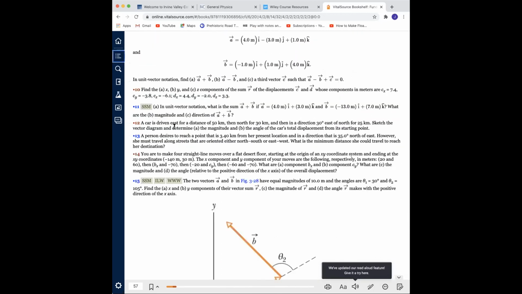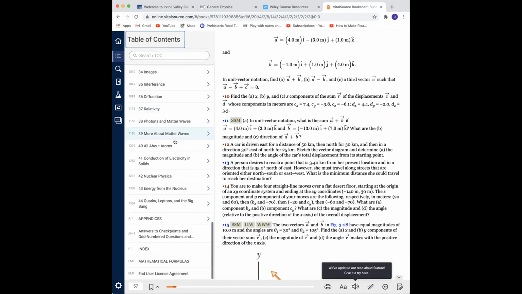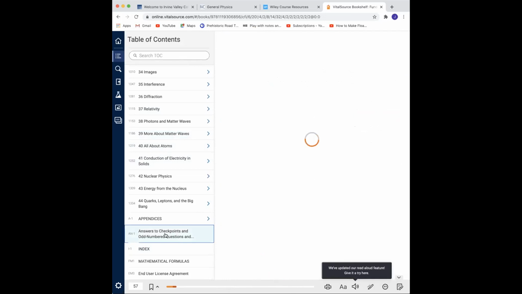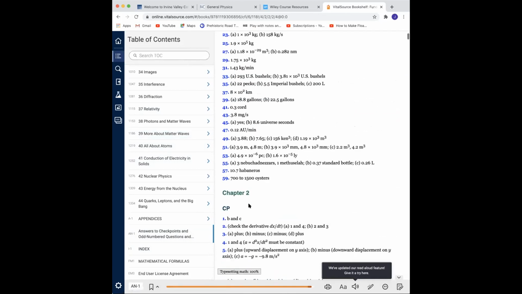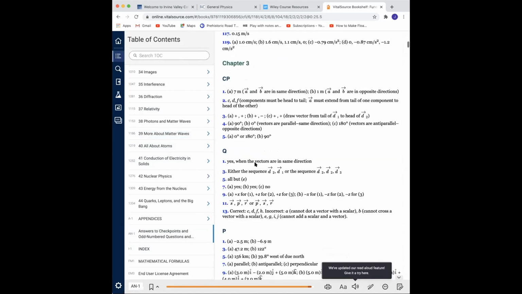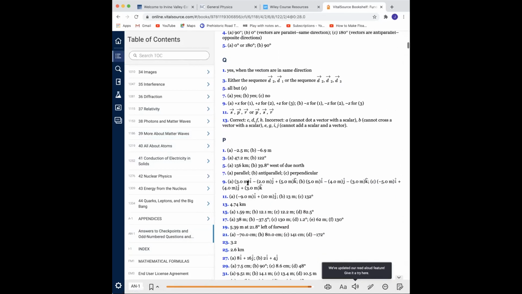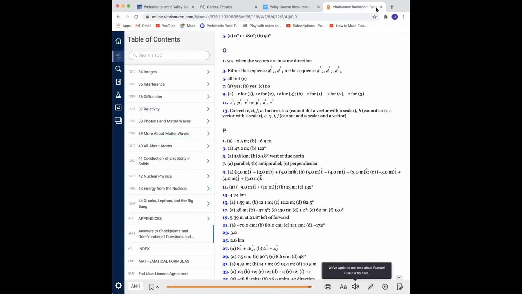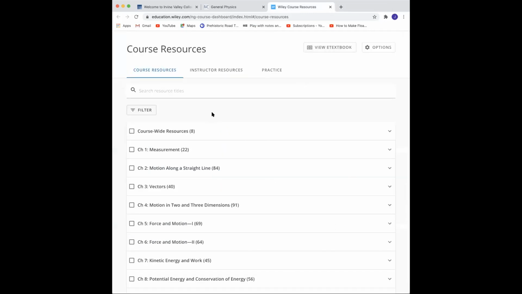When you go back to the book, at the very end of the book, there are answers to the checkpoint questions and the odd number questions, okay? Just so you know. So you can come through here and check yourself. But there's something much, much more important.